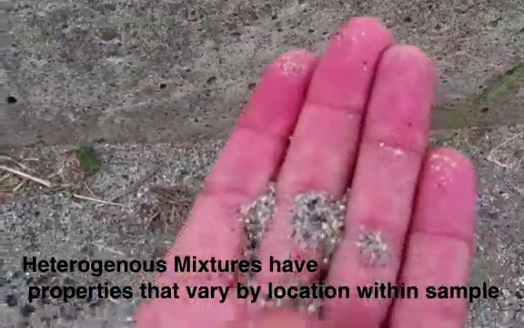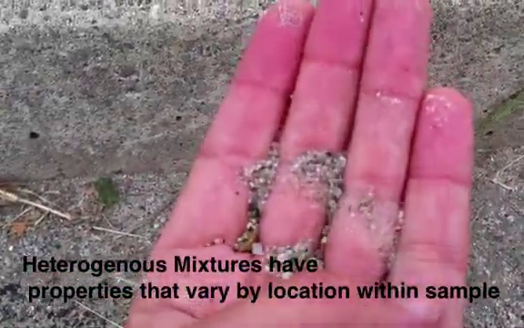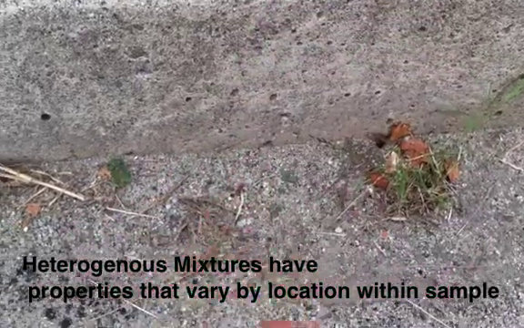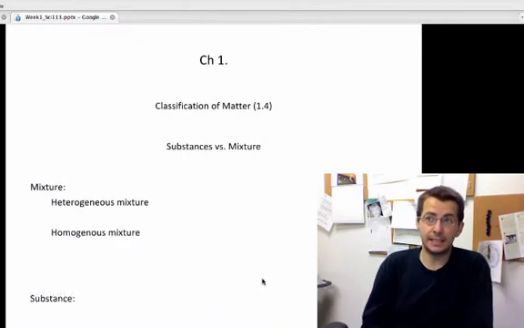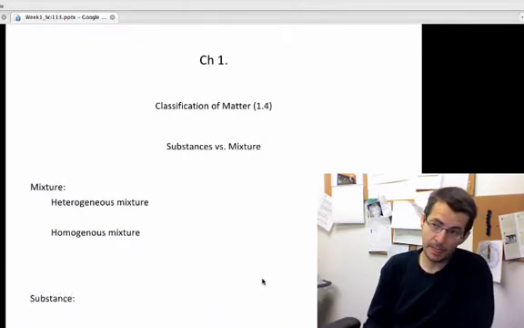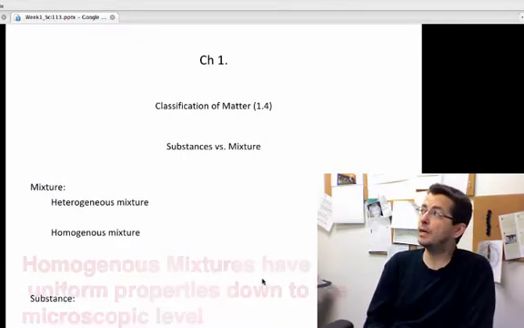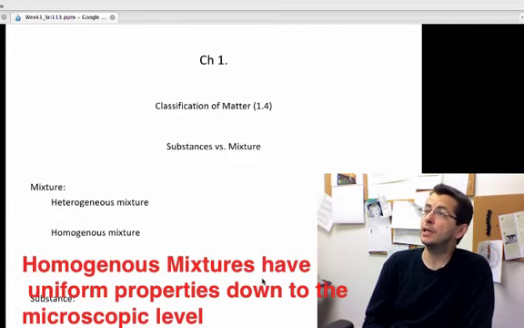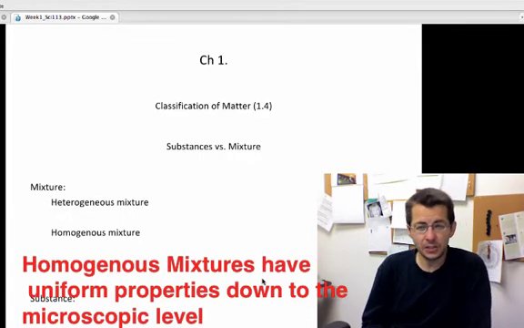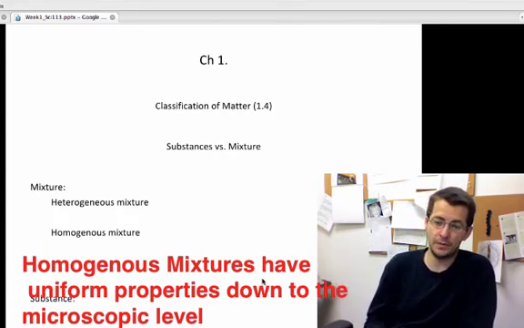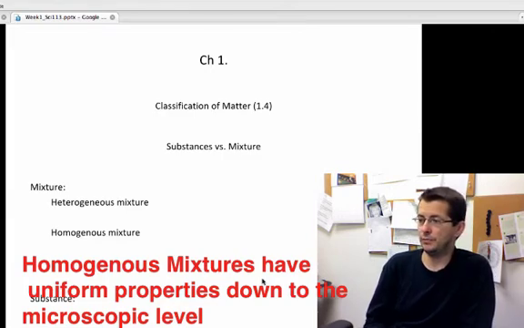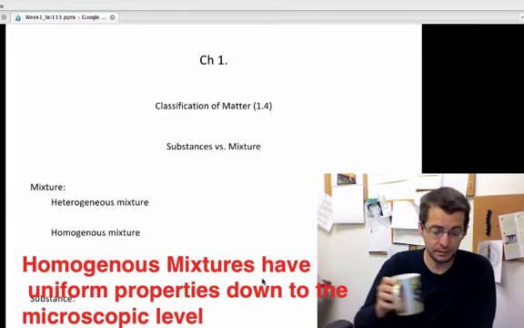So in this particular grain, it's pink. This particular grain, it's black. This one has a certain hardness. That one has a different hardness. These represent heterogeneous mixtures. Homogeneous mixtures are those where you cannot discern, at the macroscopic level, distinctions between the different properties. An example like this is coffee.